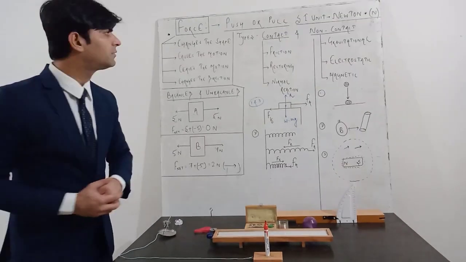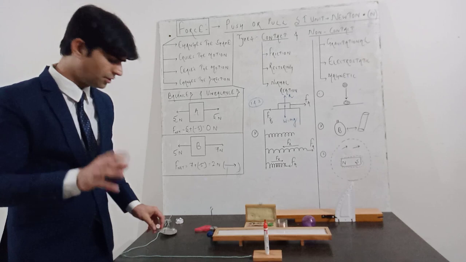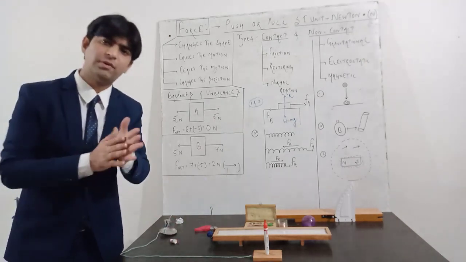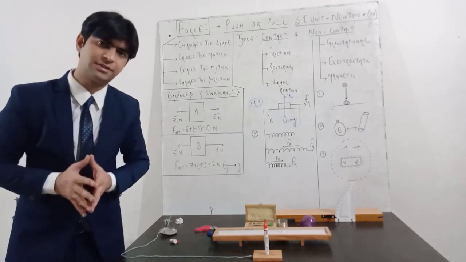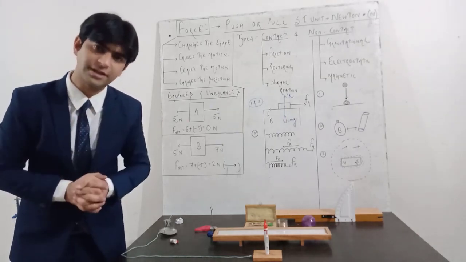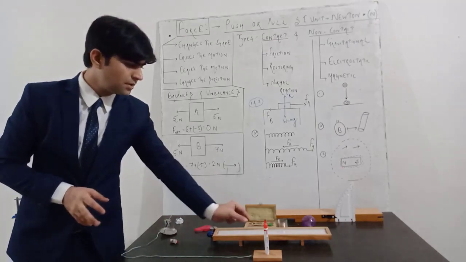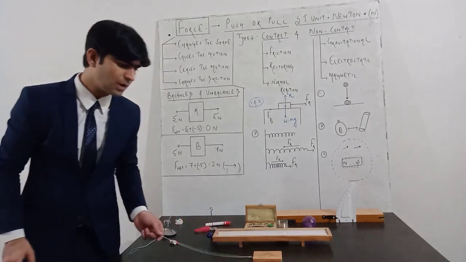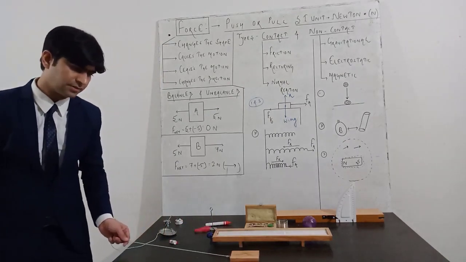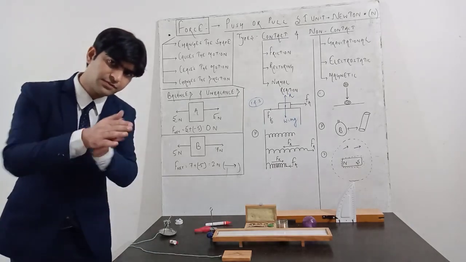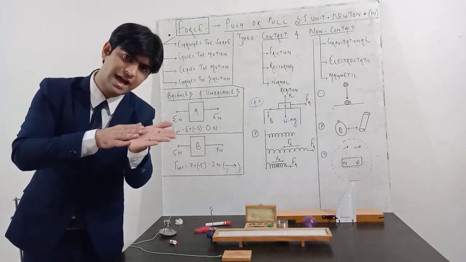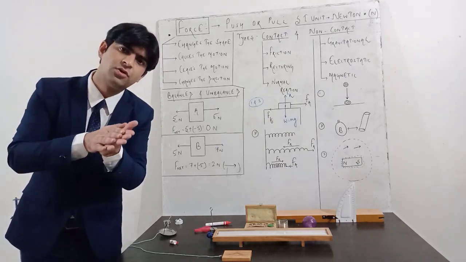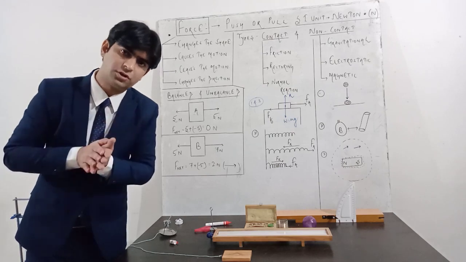Now in the category of contact forces. What is contact force? Whenever there is a physical contact between two bodies interacting with each other, that kind of force will be termed as contact force. Suppose I am keeping this block on this surface, and I am going to pull this block on this surface. Whenever two surfaces come in contact during motion, there acts a frictional force. Frictional force is an opposing force which causes opposition to the motion of a body.